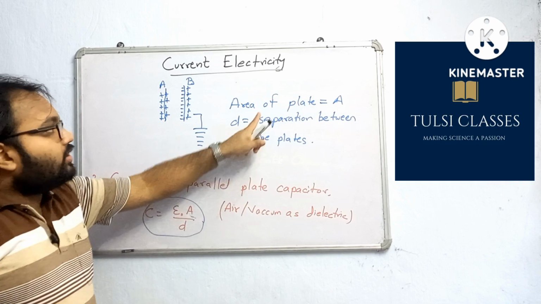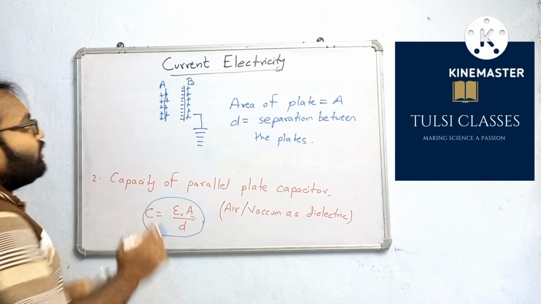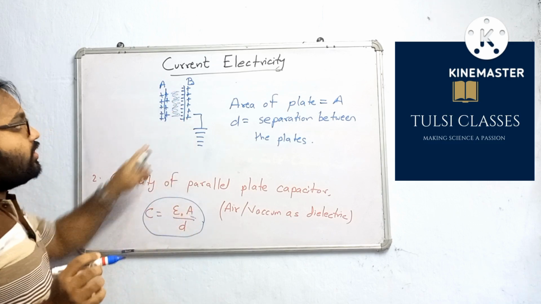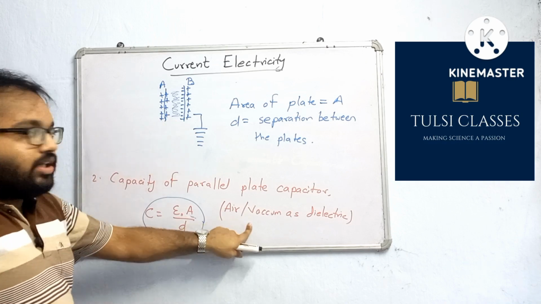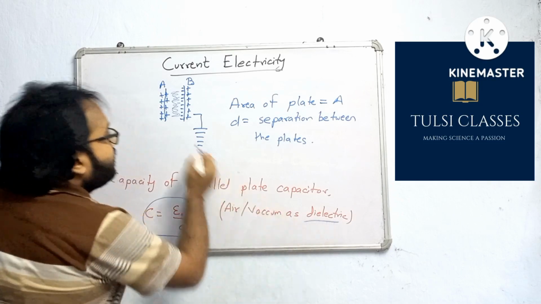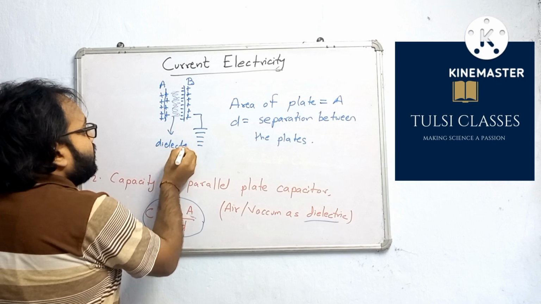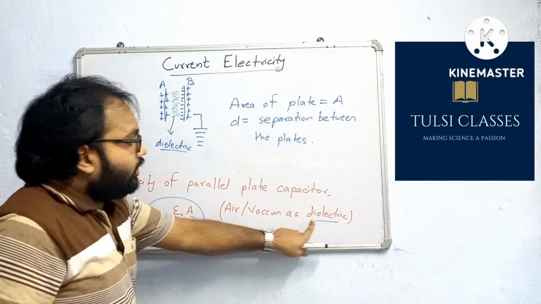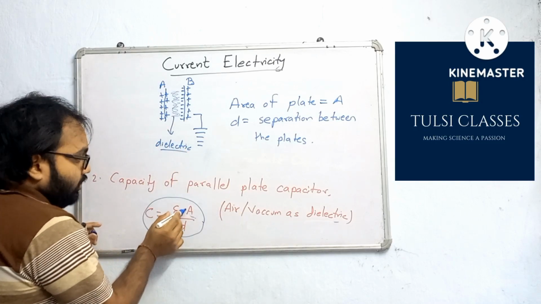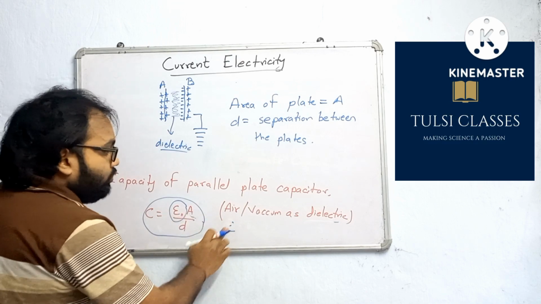Epsilon naught A by D, SI unit of A is meter square, and here D is in meter. Epsilon naught is for the medium. See here, I am shading this portion, this contains a medium. If the medium is air or vacuum, this medium is called dielectric. If the dielectric is something else, this epsilon naught will change to epsilon, and the value of epsilon will be given to you.